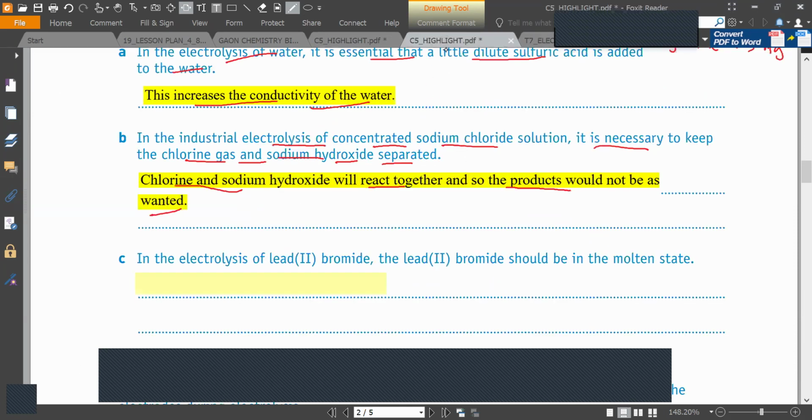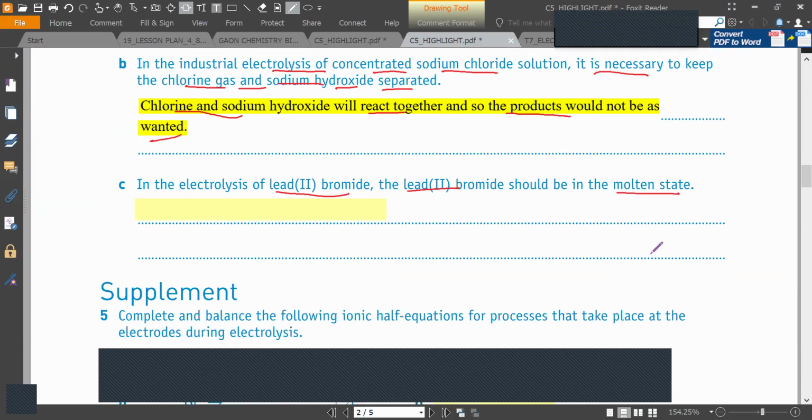Next, electrolysis of lead bromide. The lead bromide should be in the molten state. Why do we want the molten state? Because we want it to conduct electricity. The ions will be mobile in the liquid. The ions can move, so it will conduct electricity. Then only the electrolysis can happen.